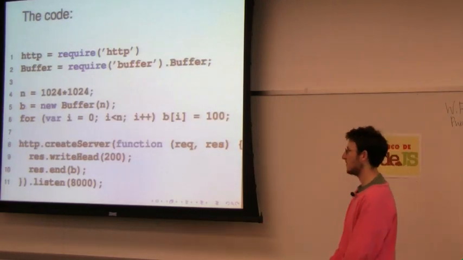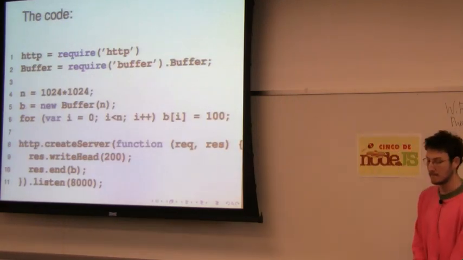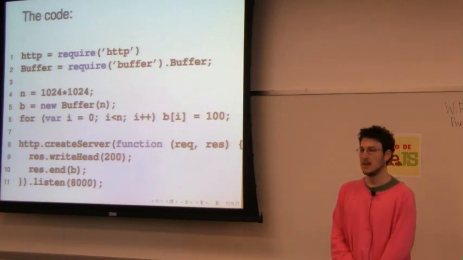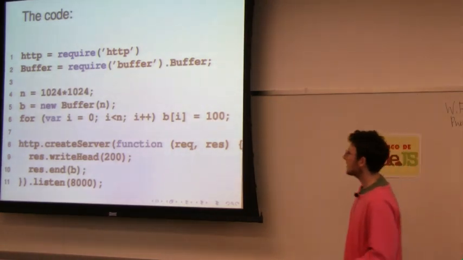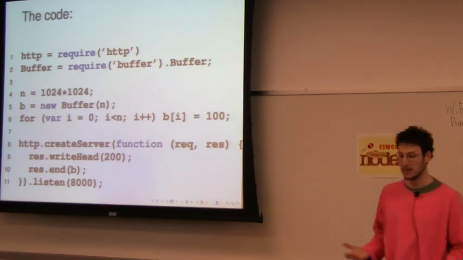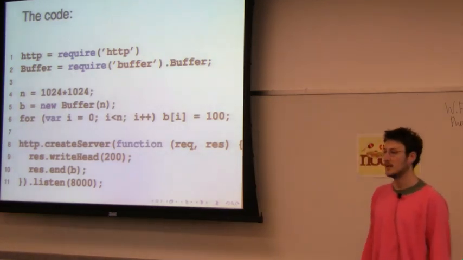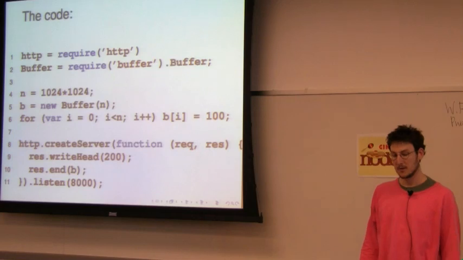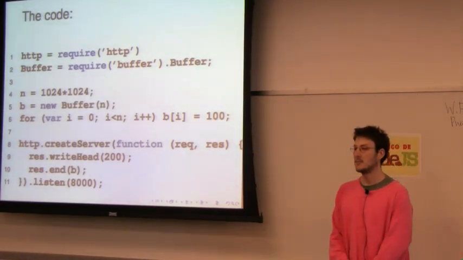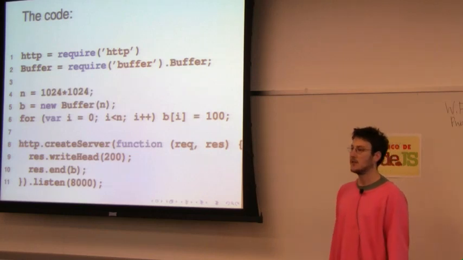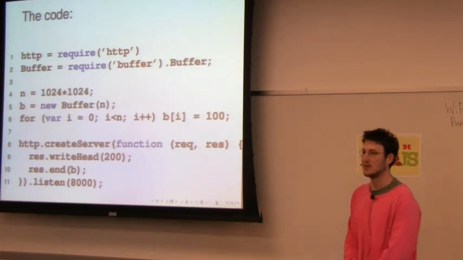So here's the code for that benchmark. I'm not actually writing a string to the server. Well, let me explain this first. On lines 1 and 2, we require modules. This is using the CommonJS module system. So there's an HTTP module and there's a buffer module. And this buffer is something to allocate raw memory, something that JavaScript isn't particularly good at.